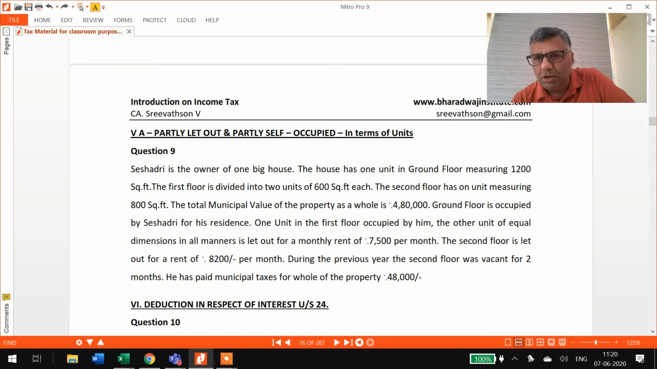That means you are having 4 houses. Each unit will be treated as one property. So house 1 has 3 units, meaning 3 houses. Other than that you have 1 house, so 4 houses. You can claim the benefit for 2 units or 2 houses. Remaining 2 will be let out. Each unit is a separate property.